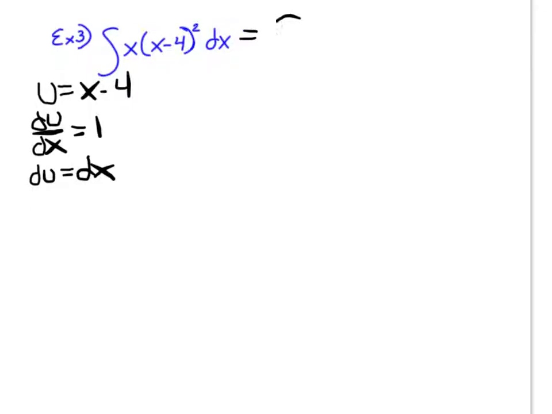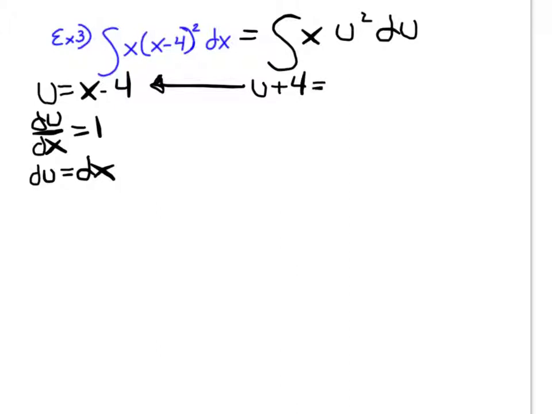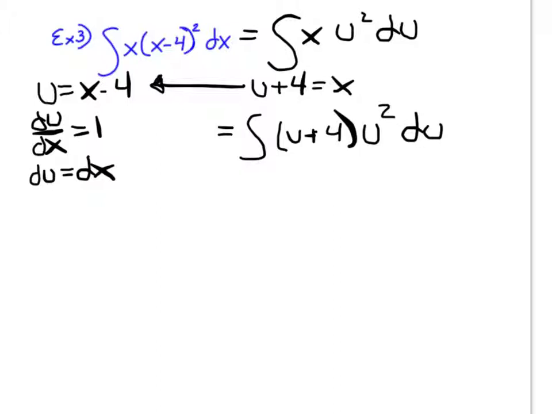So plugging in, I do get the integral of x times u squared du, again giving me this extra x that I need to do something with. So taking my definition of what u is, I'm going to add 4 to each side, and I do get u plus 4 equals x, allowing me to put this expression here in for my x. Doing so then gives me the integral of u plus 4 times u squared du. Before I can integrate, I do have to get rid of that multiplication, so I am going to distribute my u squared in, giving me u cubed plus 4u squared du, and now I'm ready to integrate.